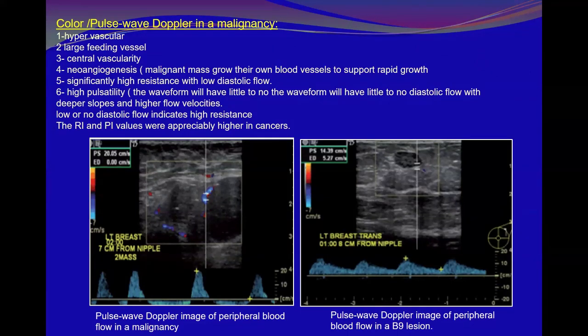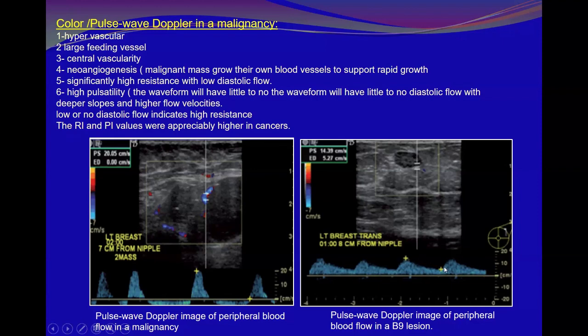Regarding the spectral Doppler of breast lesions, here we have the benign pattern, and this is a malignant lesion. If we look at both, usually in malignancy, as we mentioned, there is hypervascularity, large feeding vessels, central vascularity, neoangiogenesis, and resistance will be significantly high with low or absent diastole. As we have seen here, there is also high pulsatility, and the waveform will have little to no diastole with a deeper slope, and high flow velocities. Here we can see the high flow velocities.